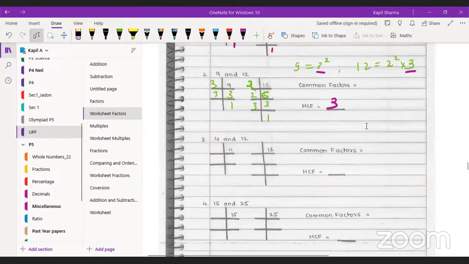Okay, next one now. 4 and 12. So 2 times 2, 2 times 1, 2 times 6, 2 times 3, 3 times 1. So 4 is 2 square, 12 is 2 square times 3. What's the HCF?